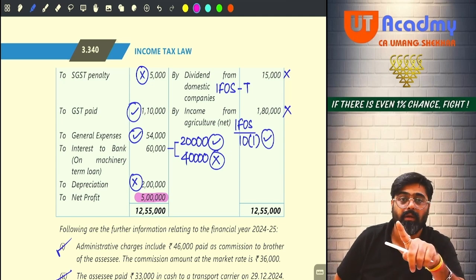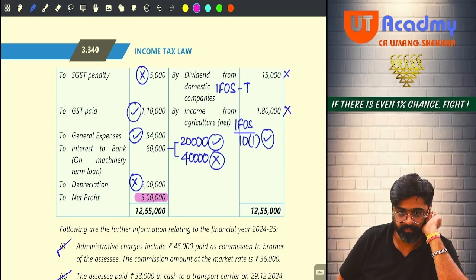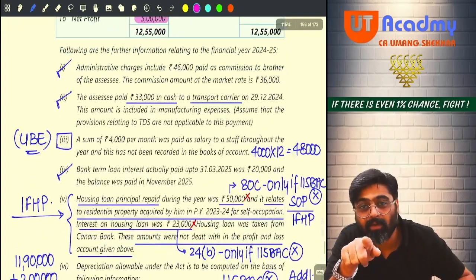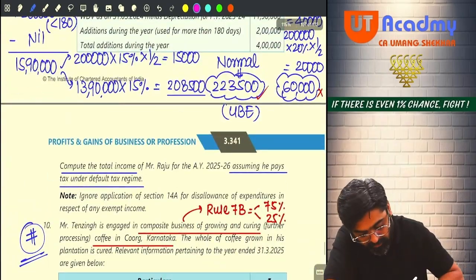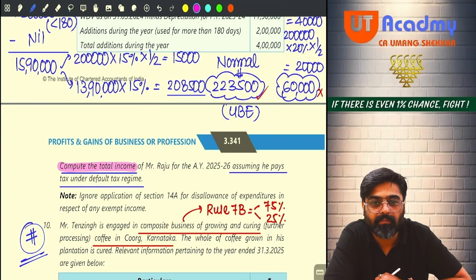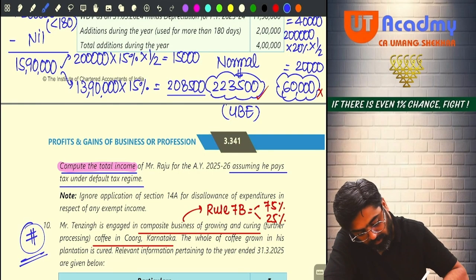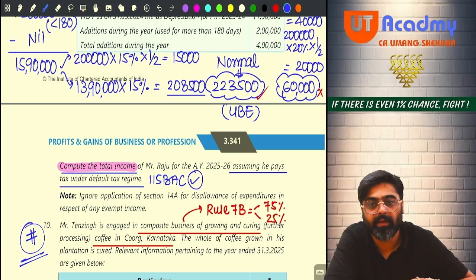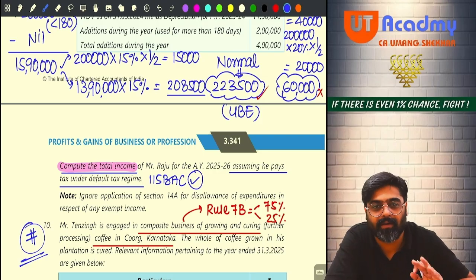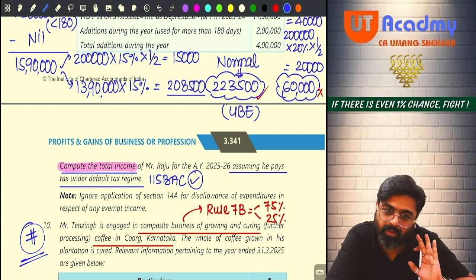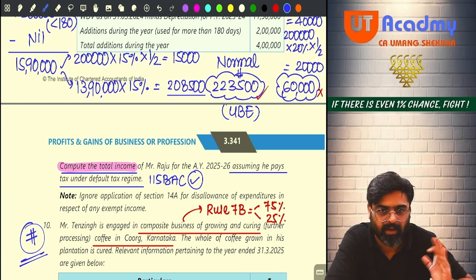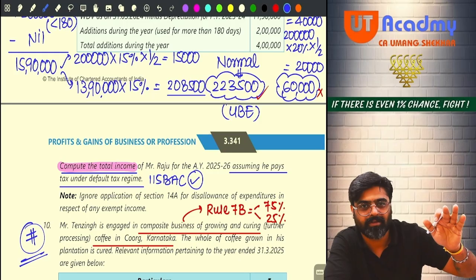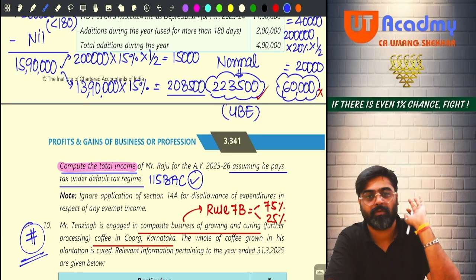Wait, we are calculating PGBP. Directly, no sir, this kind of question we always calculate PGBP. But the examiner is not telling you to calculate PGBP, he is telling you to compute total income, assuming that tax is payable under default tax regime, meaning 115BAC followed. Now if you directly calculate PGBP, you are gone. Do you know how to calculate total income? Yes, sir. Salary, house property, PGBP, capital gain, IFOS, total, GTI, Chapter 6 deduction, total income. Yes, you have to apply the same process over here.